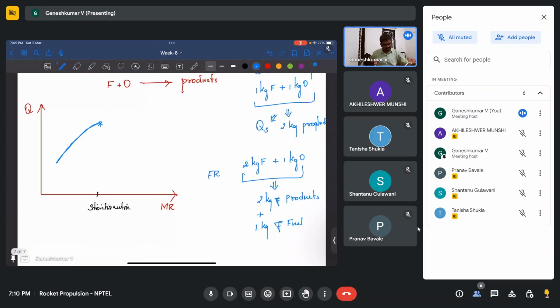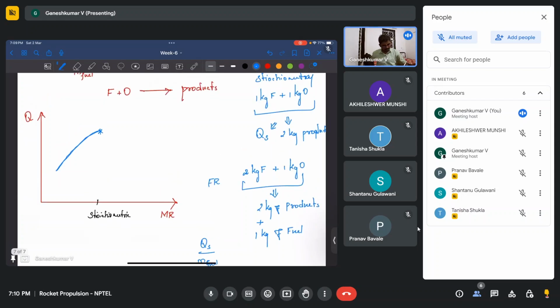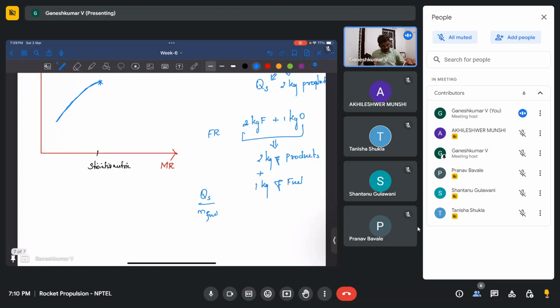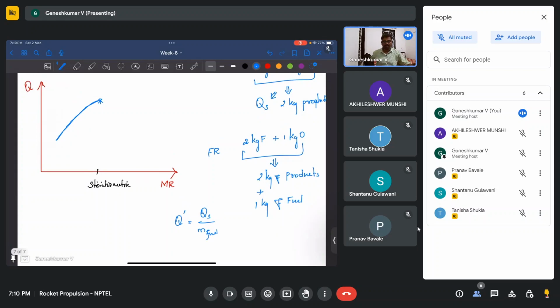So it is the same thing. Let's say this is Qs divided by mass of fuel, right? So let's say this is Q dash, Qs divided by mass of fuel or Qs divided by number of moles of fuel. Both are just a proportionality constant apart, right? If you multiply by molecular weight or divide by molecular weight, you will get Q per mole of fuel. So if you're able to find the trend of this one, you can easily extrapolate it to Q by number of moles of fuel.